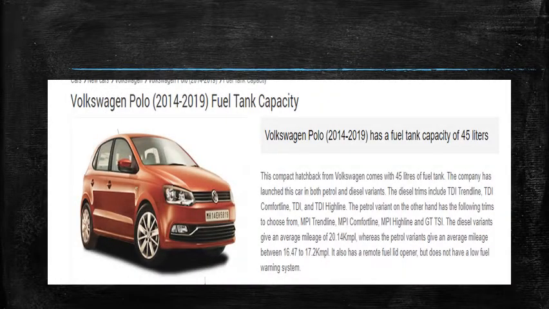So if we just look at an example of this, just to show you again how important this is in real life. If we have a look at something like this, it tells us it has a tank capacity of 45 liters, which in other words means if you fill up this tank with petrol, it's going to be 45 liters. Then it also tells you it's got an average mileage of between 16,47 to 17,2 kilometers per liter.